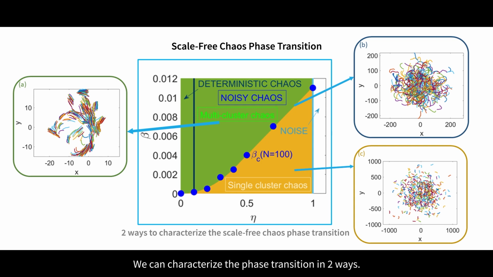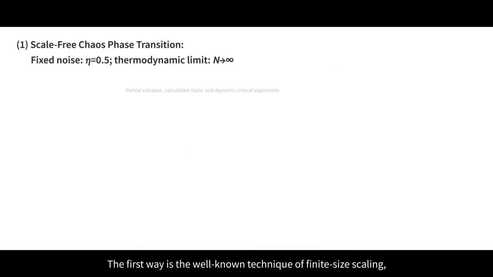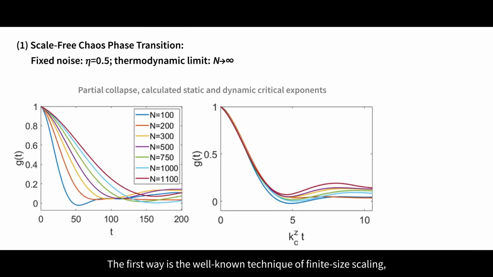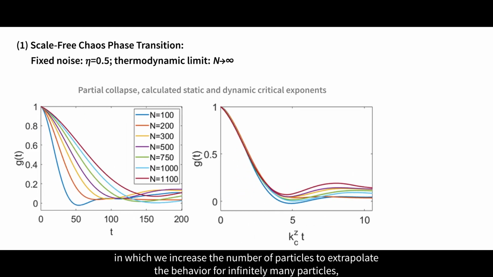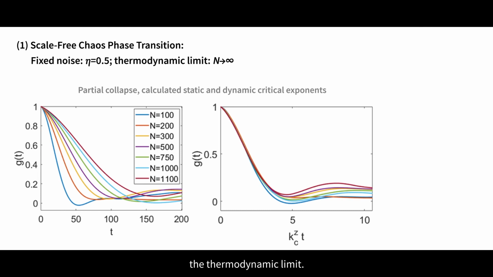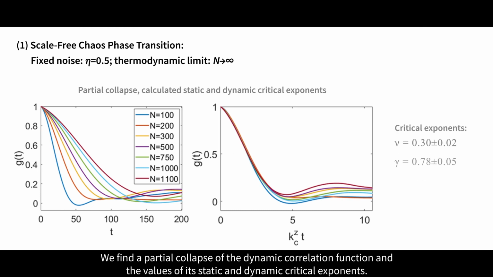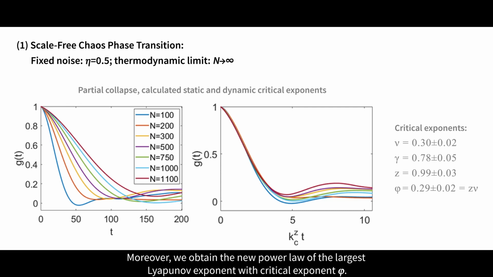We can characterize the phase transition in two ways. The first way is the well-known technique of finite-size scaling, in which we increase the number of particles to extrapolate the behavior for infinitely many particles, the thermodynamic limit. We find a partial collapse of the dynamic correlation function and the values of its static and dynamic critical exponents. Moreover, we obtain the new power law of the largest Lyapunov exponent with critical exponent phi.